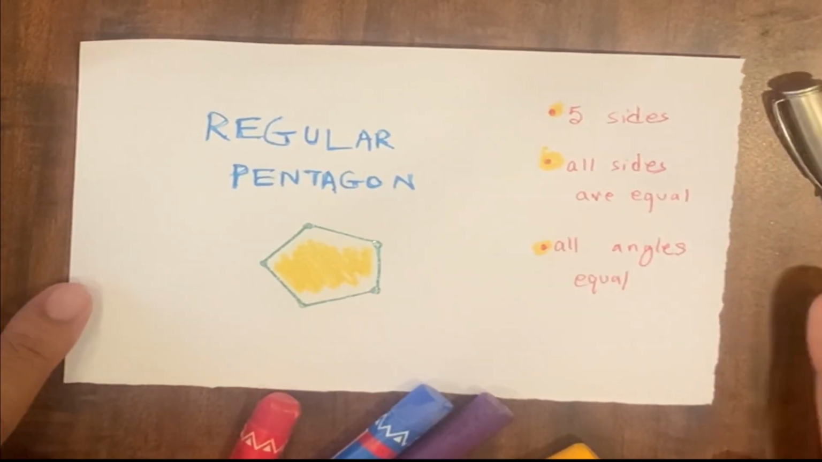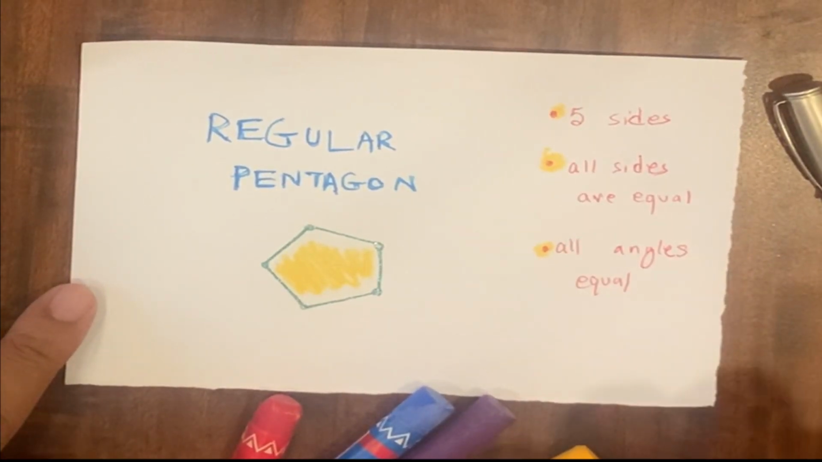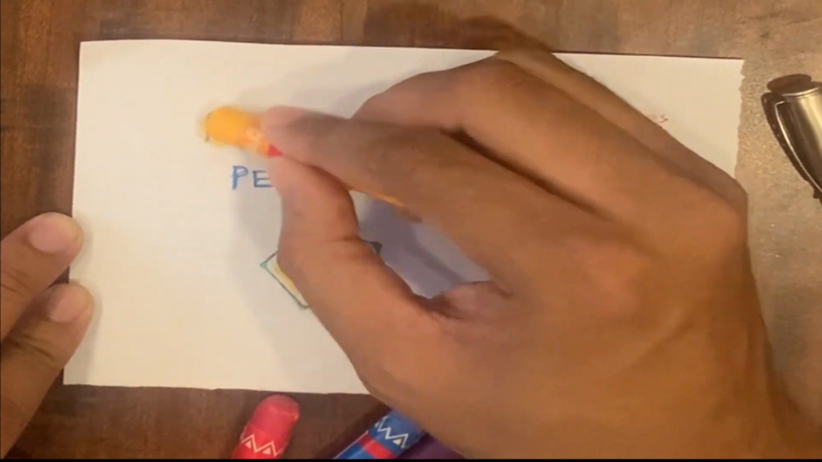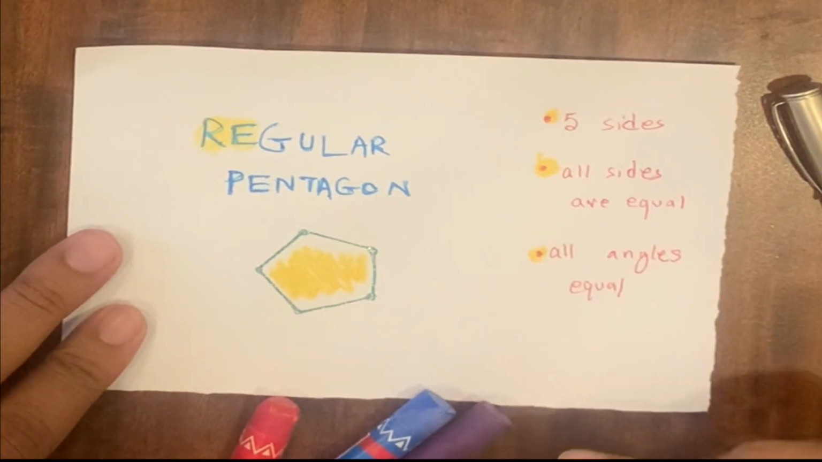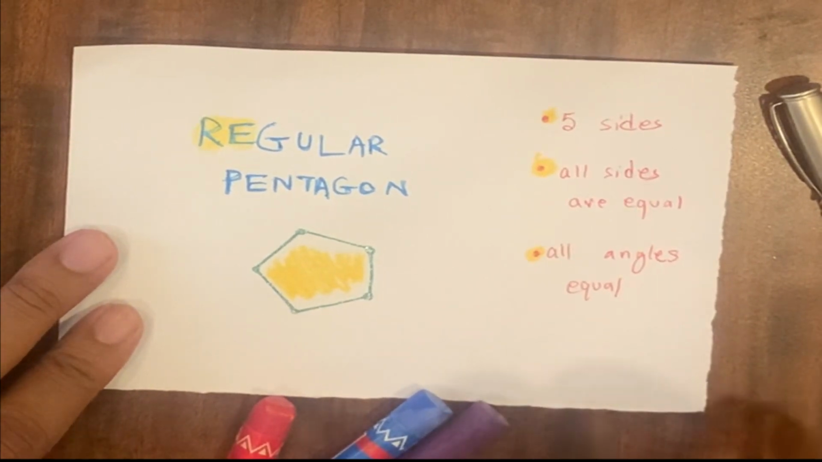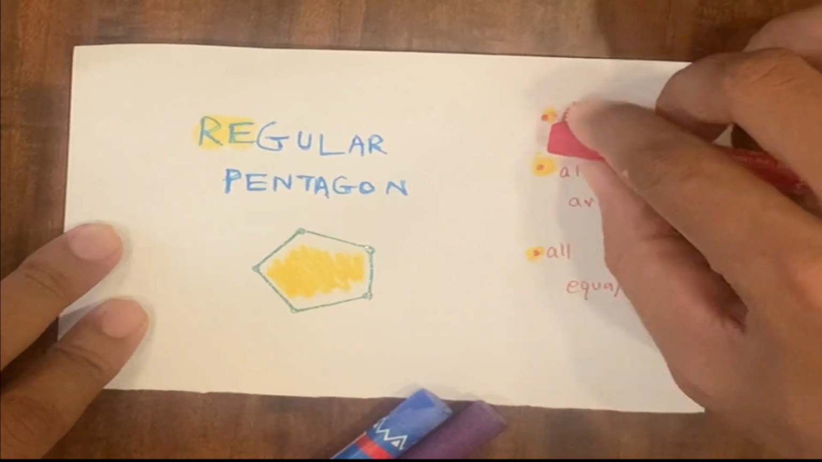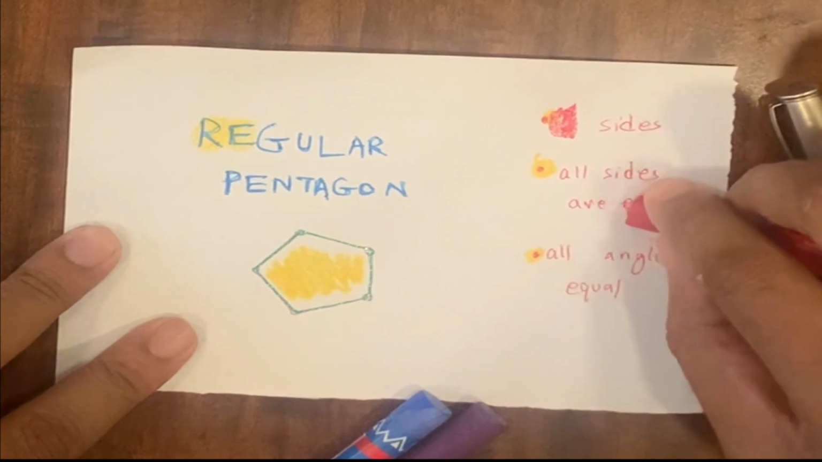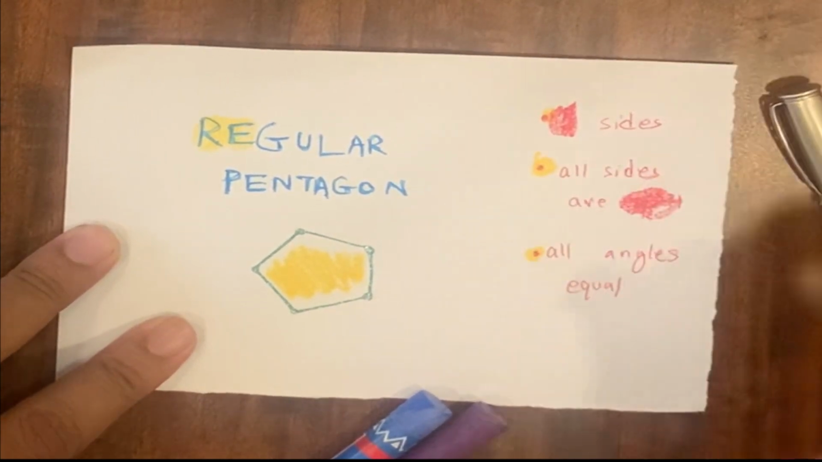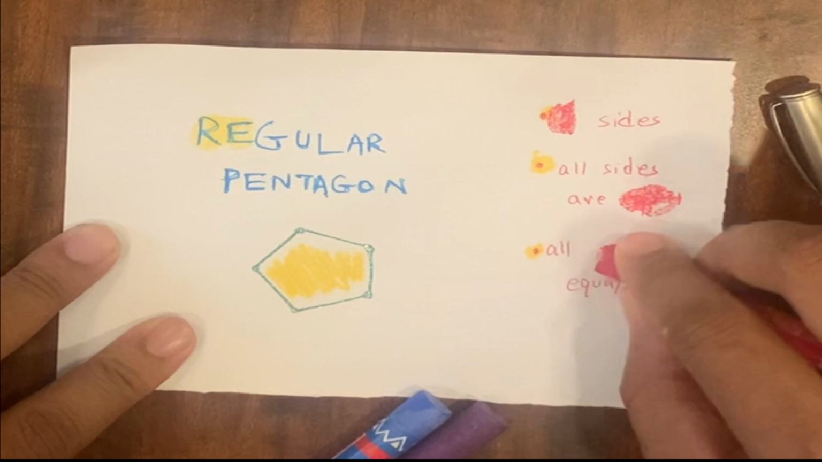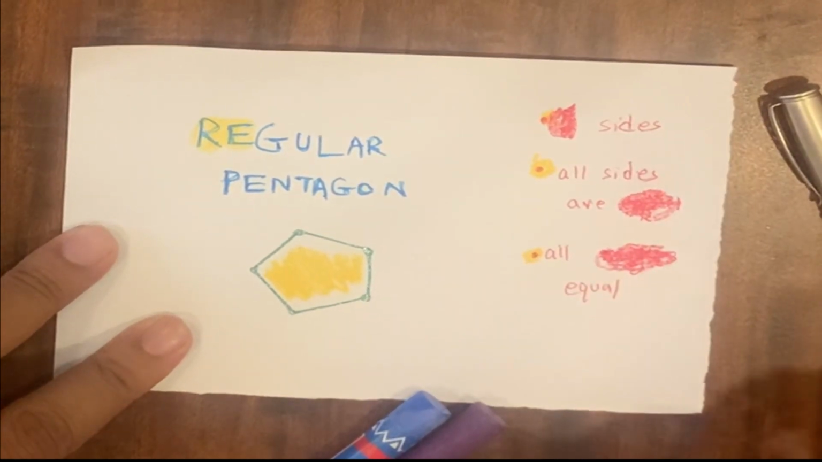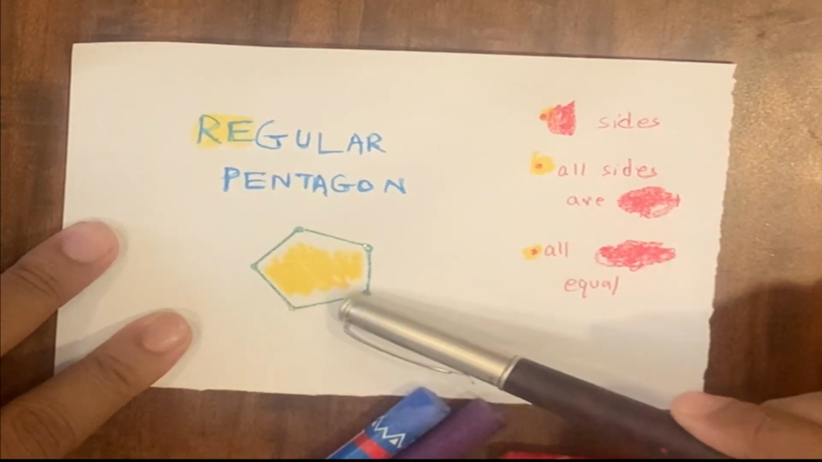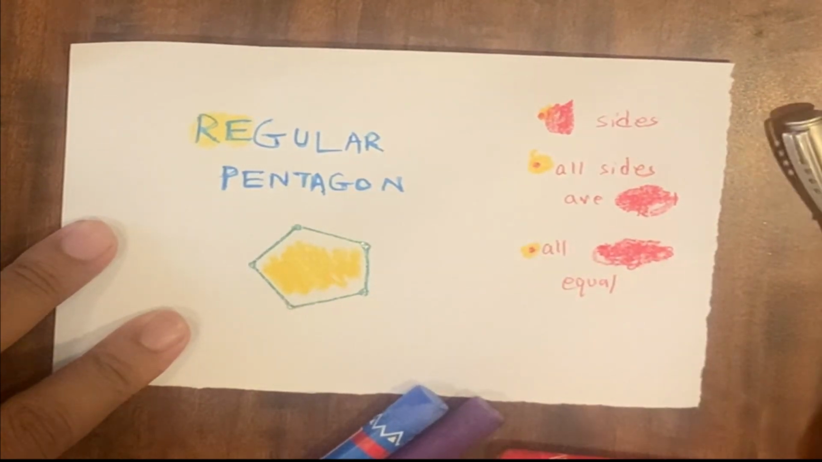Now we don't want to talk about all pentagons. We are interested in the regular pentagons. So what is a regular pentagon? Well, it has three properties. First of all, it's a pentagon, so it has 5 sides. All sides are equal and all angles are equal. If all three of these properties are satisfied, then this pentagon is known as a regular pentagon.